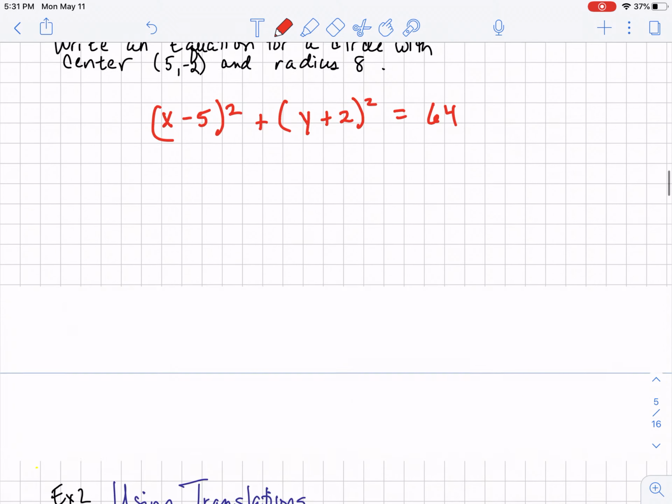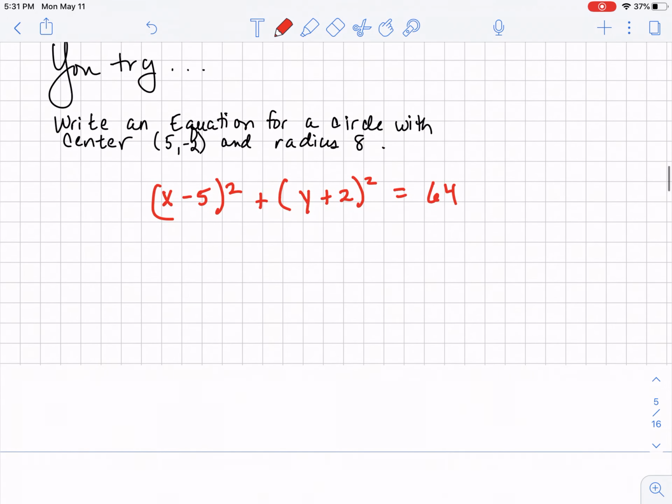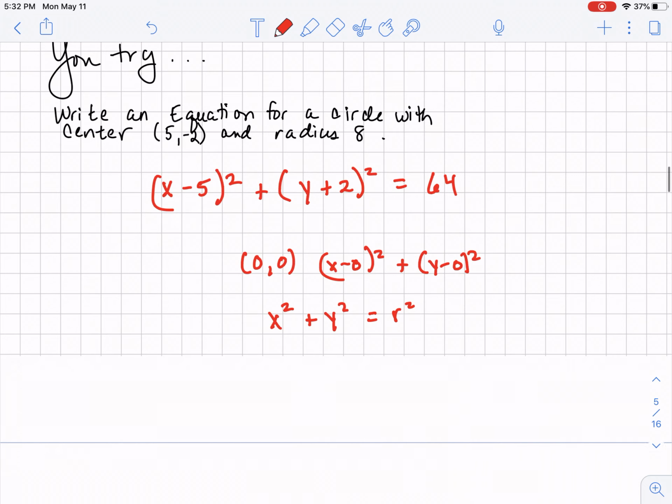Hopefully you got that. Hey, by the way, what is the equation of a circle with the center at (0, 0)? Wouldn't it just be x squared plus y squared equals r squared, whatever that might be? And that's because it would be (x minus 0) squared plus (y minus 0) squared. Get it? So it would just be x squared plus y squared.